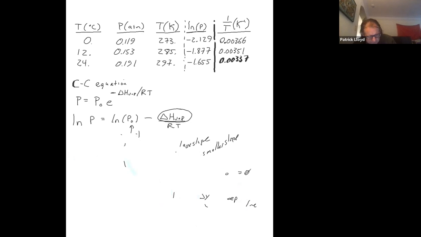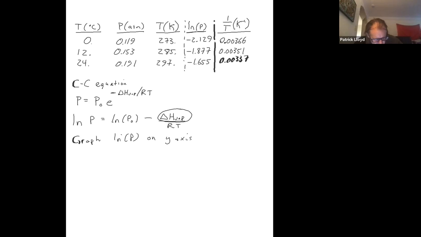What we do with this equation is we graph ln of p on the y-axis and 1 over t on the x-axis. So that's why I did those calculations. This right here is going to be our y. Those are the values of y. And these are the values of x.